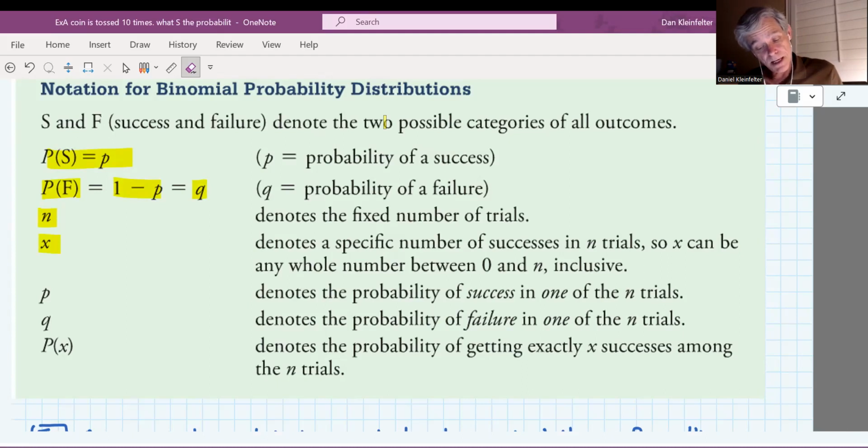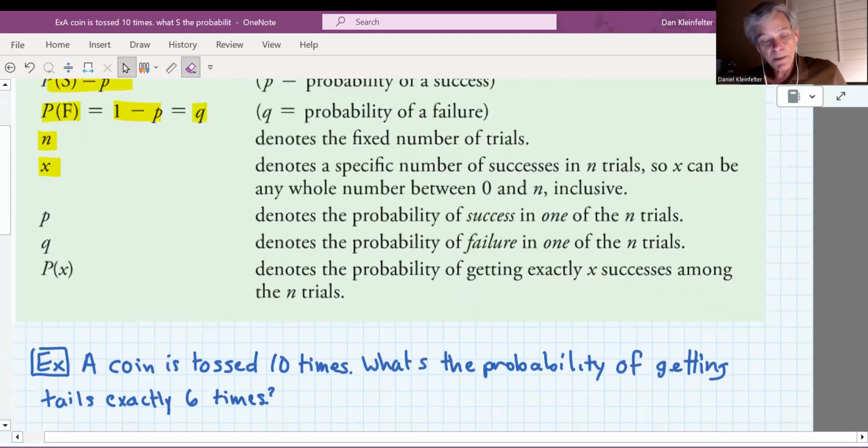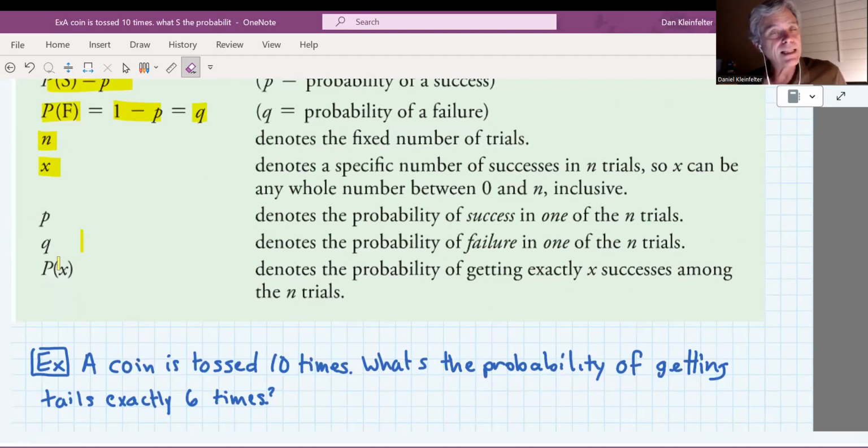Okay, and then P and Q, remember, those are the probability of success in any one trial. So if we toss a coin 10 times and want to know the probability of getting heads 3 times, the P is still 0.5. It's not the probability of getting heads the 3 times. It's just on the one try. Okay, P of X is the probability of getting exactly X successes among the N trials.